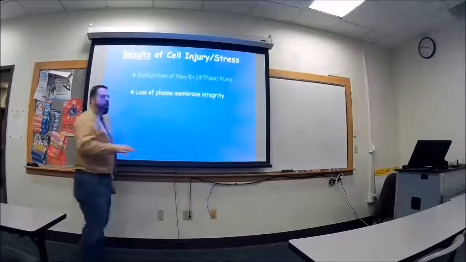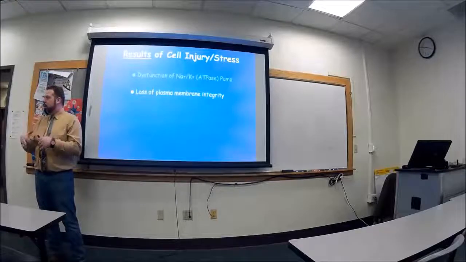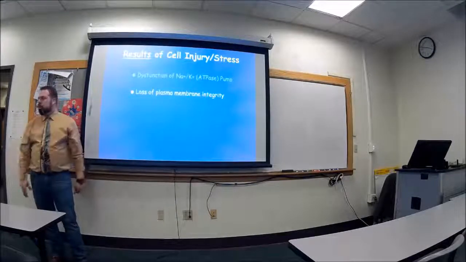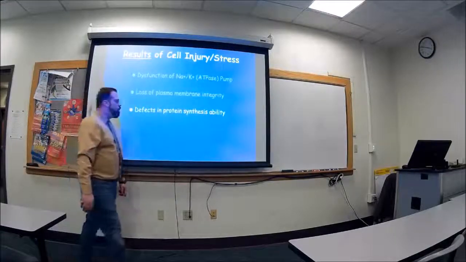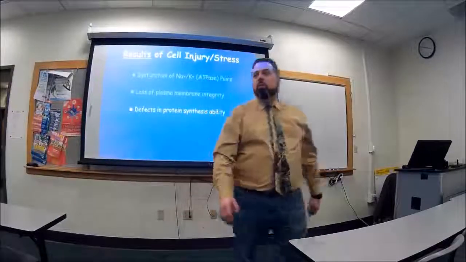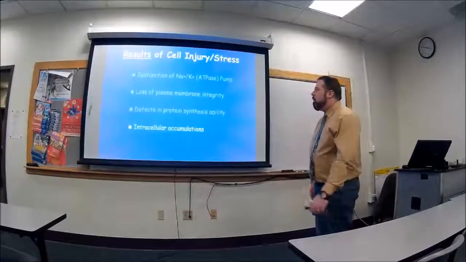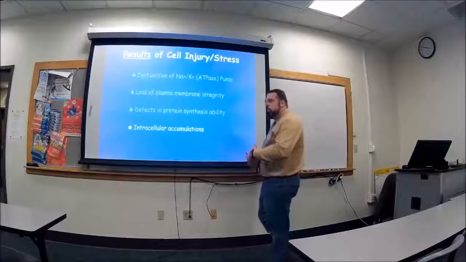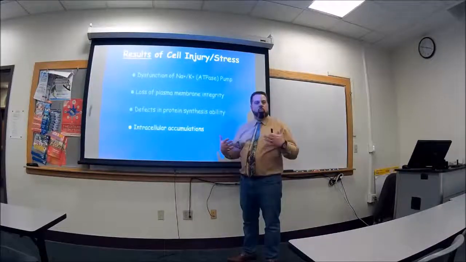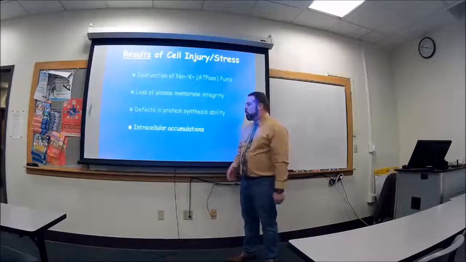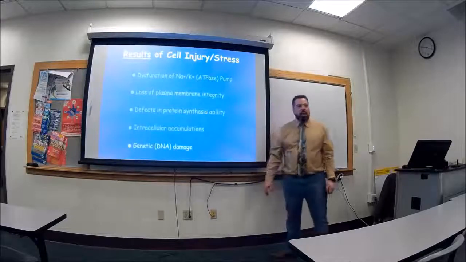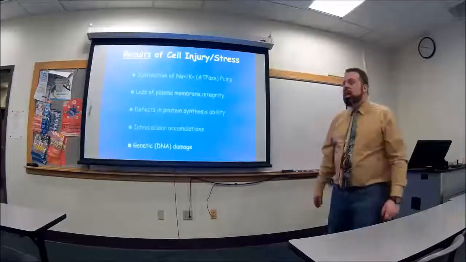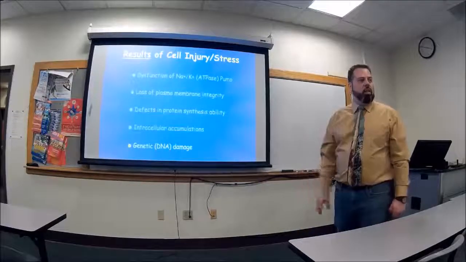Loss of plasma membrane integrity: it starts breaking down, and things could just come in and go out whenever they please. Okay? There's some defect to making proteins. Just not going to be able to do that. You'll have an accumulation of some things in there, whether it's water or fat inside the cell. And the DNA, the ultimate thing, starts to get damaged. You can't pass on the genes, right?